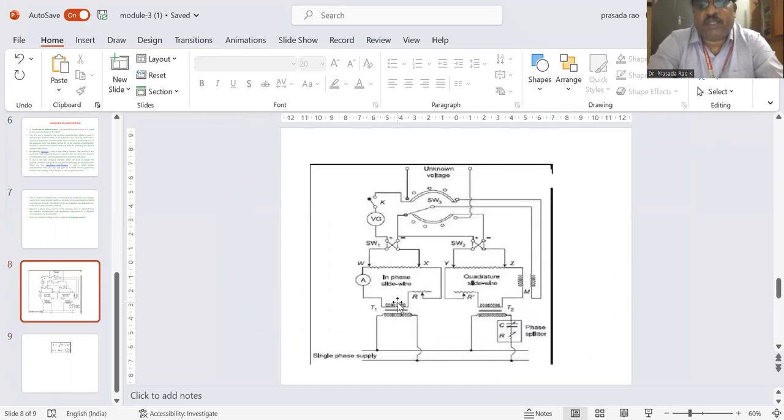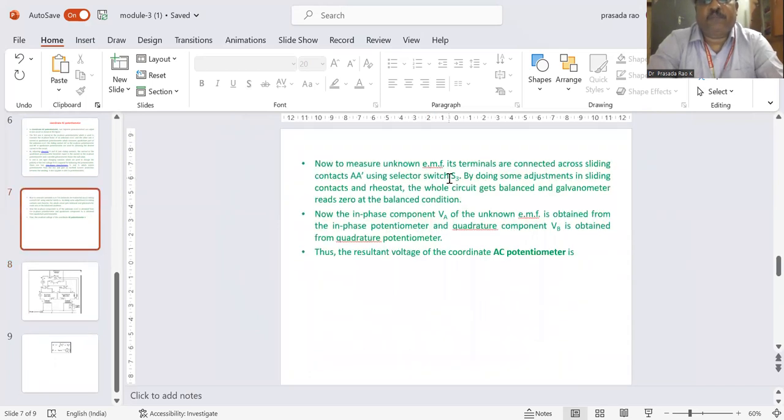One is the in-phase slide wire, another one is the quadrature slide wire, and the supply is given to the in-phase slide wire and the quadrature slide wire through these two transformers. And there is a phase splitting circuit to provide the necessary phase shift, and the unknown voltage is applied here.